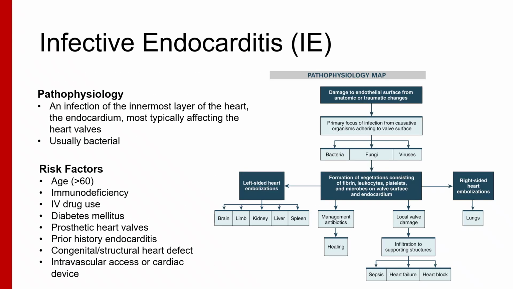Moving on to infective endocarditis, or IE. So endocarditis is an infection of the innermost layer of the heart, and it usually will affect the heart valves too. Whenever we say endo of the endocardium, we always include the valves. It's usually bacterial. So there are lots of risk factors for this one. So being older, being immunocompromised, IV drug use, diabetes, if you already have prosthetic heart valves, if you've already had endocarditis in the past, if you have some type of congenital heart defect, or if you have some type of central line catheter that is sitting in the heart, that is a port of entry and little pathogens can climb in there.